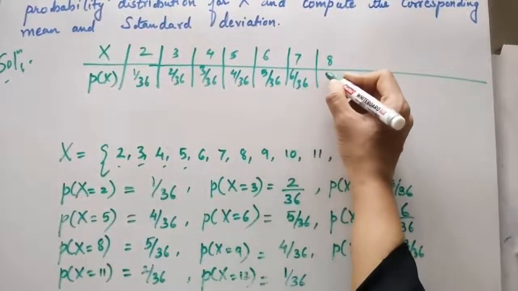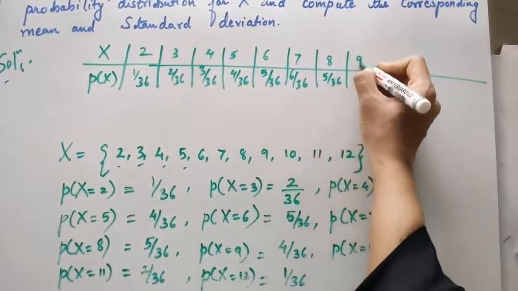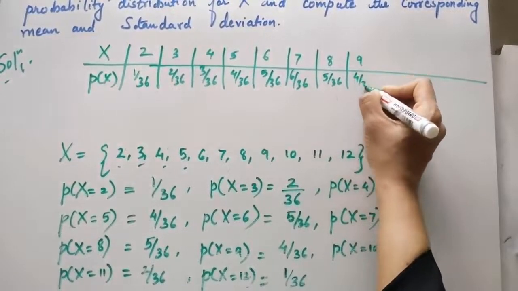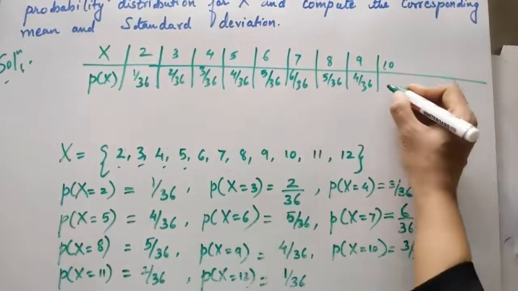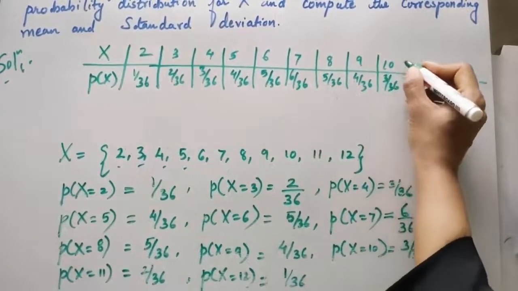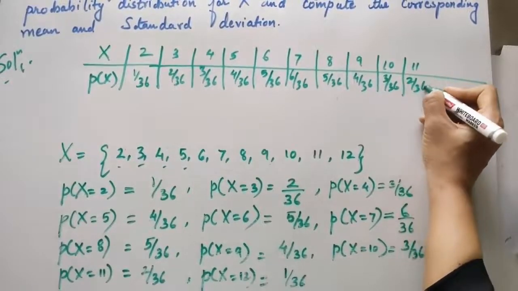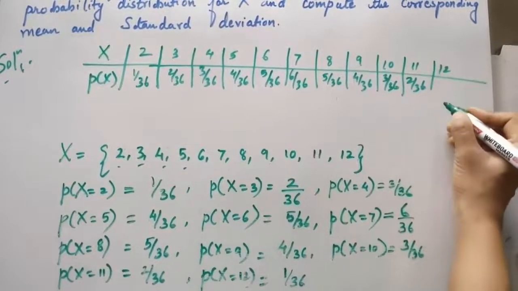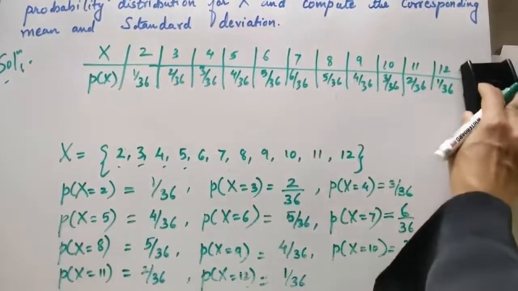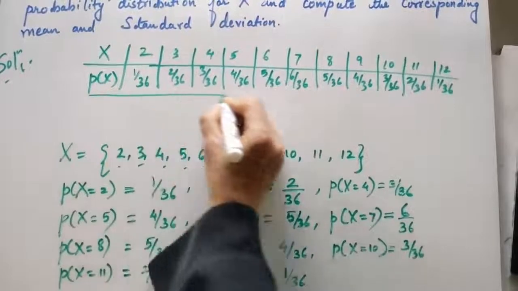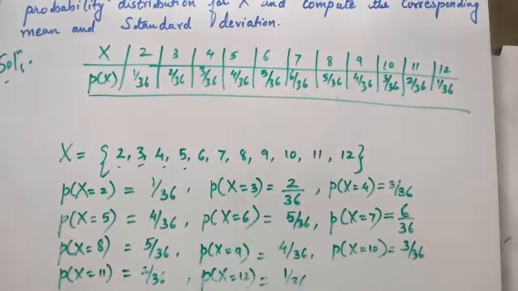8, it's 5 by 36 again. Then 9, it is 4 by 36. Then 10, it's 3 by 36. 11, it's 2 by 36. And finally the number 12, it gets to be 1 by 36. So it's very easy for you to distribute the probabilities. I hope how the distribution is done is clear to all of you.